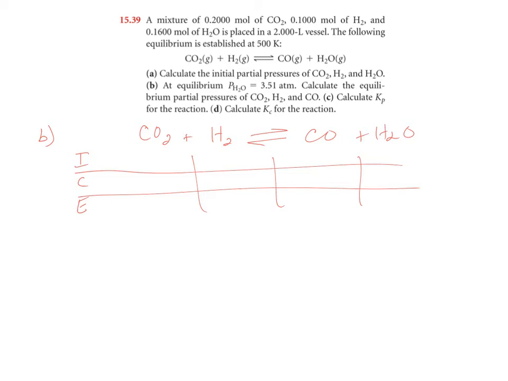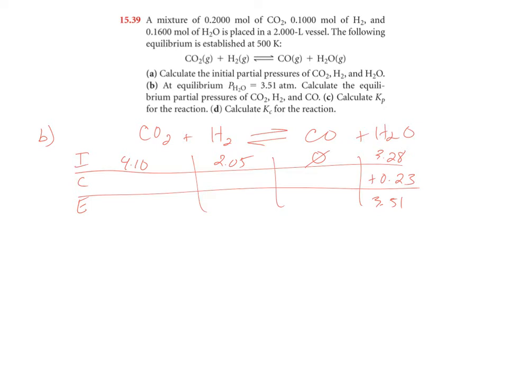Now we know our initial pressures. We just found them. For carbon dioxide, it was 4.10. For hydrogen gas, it was 2.05. Water vapor, it was 3.28. We weren't given any information on carbon monoxide, so it's 0. We're told in the problem, part B, that at equilibrium, water vapor is 3.51 in terms of its pressure. That's an increase by 0.23 atmospheres.